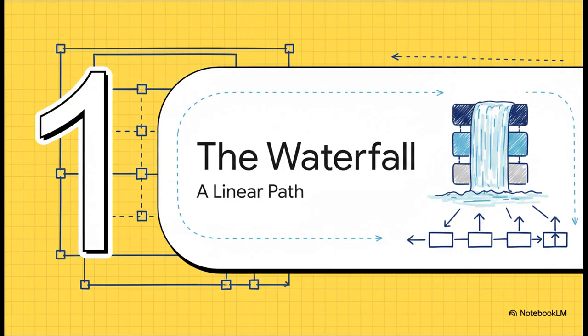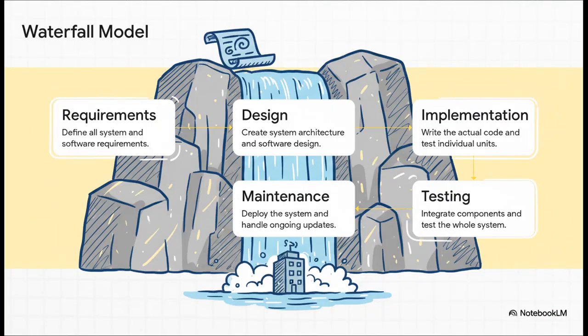Okay, so let's start with a real classic, the waterfall model. For a long, long time, this was pretty much the standard way of doing things. It's really simple to understand. It's a linear, step-by-step approach where progress flows downwards, kind of like, you guessed it, a waterfall. The flow is always downwards.